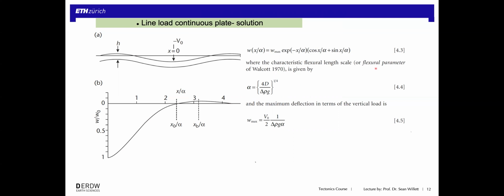Don't mix up flexural parameter with flexural rigidity. The flexural parameter is a function of the flexural rigidity, D, and also the rebound force, which comes in as this delta rho. Okay, so the delta rho, again, is the density of the material down here and the density of the material above. This is a cosine sine function with an exponential, which means that it damps out as you get further and further away from the load.